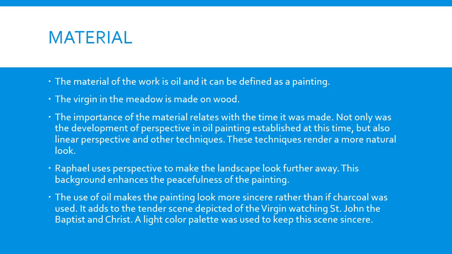Raphael uses perspective to make the landscape look further away. This background enhances the peacefulness of the painting. The use of oil makes the painting look more sincere rather than if charcoal was used. It adds to the tender scene depicted of the Virgin watching St. John the Baptist and Jesus Christ. A light color palette was used to keep the scene sincere.